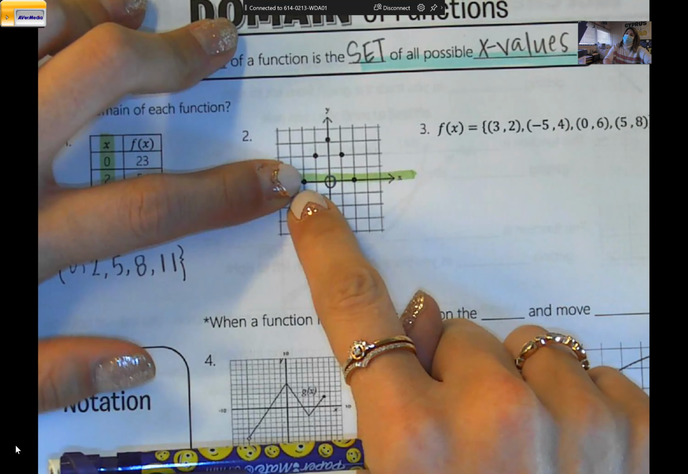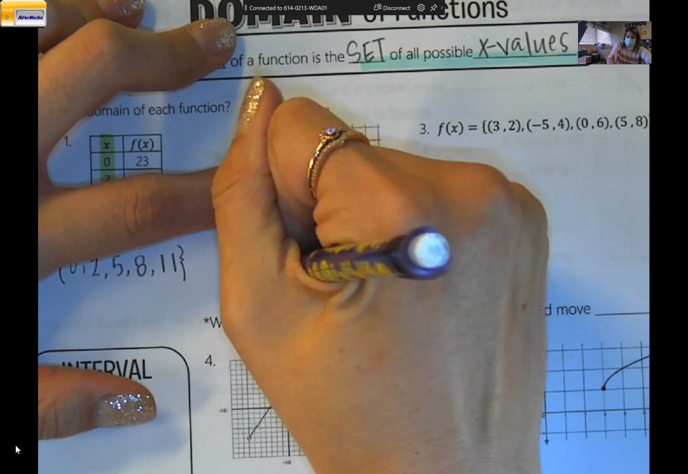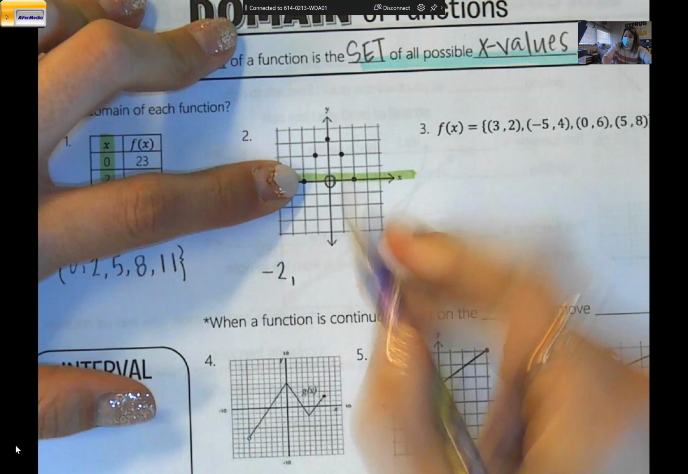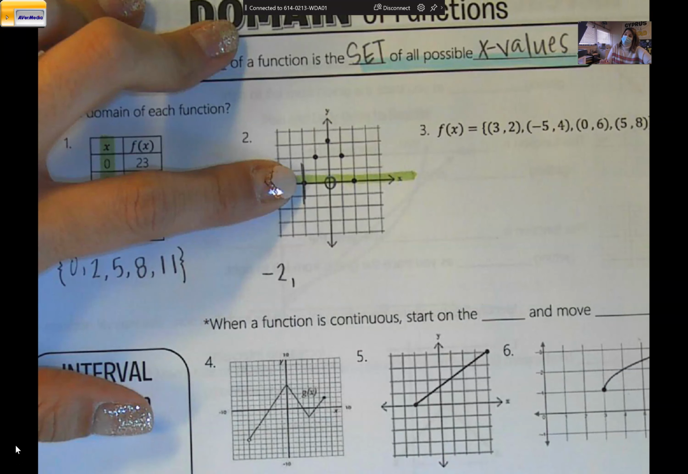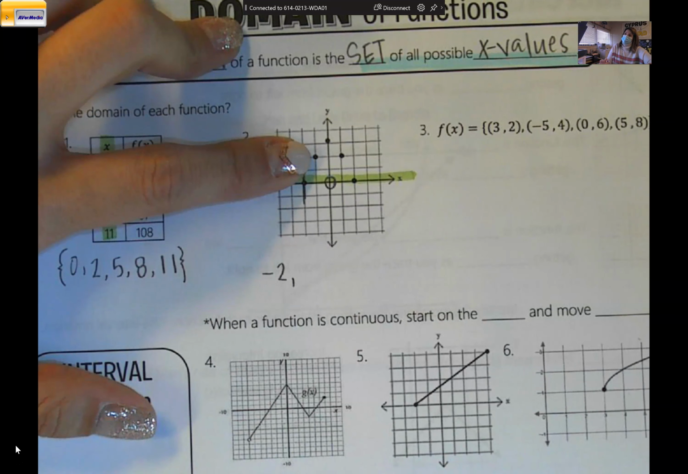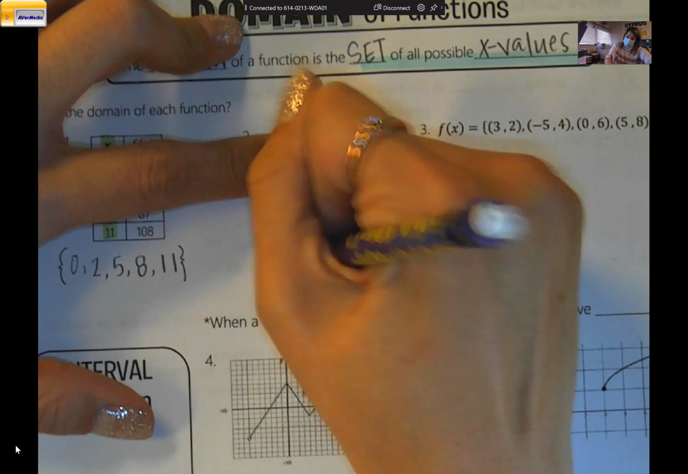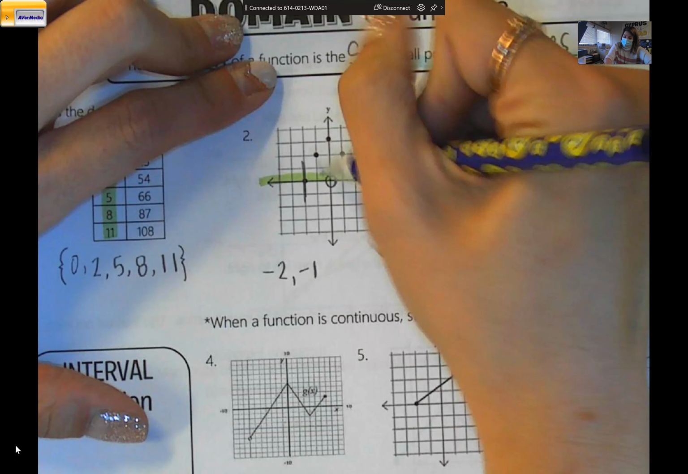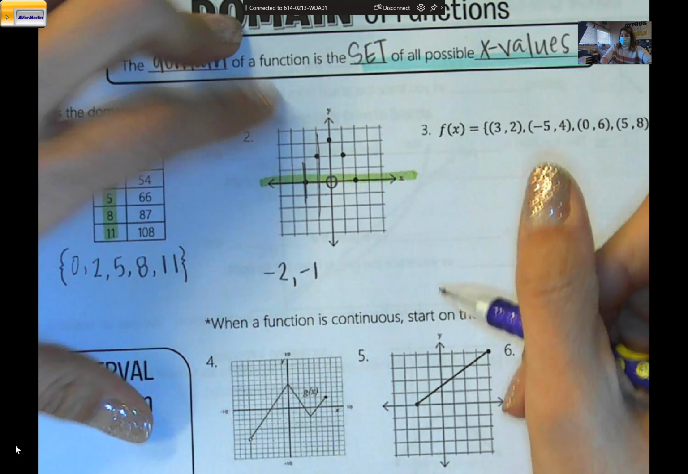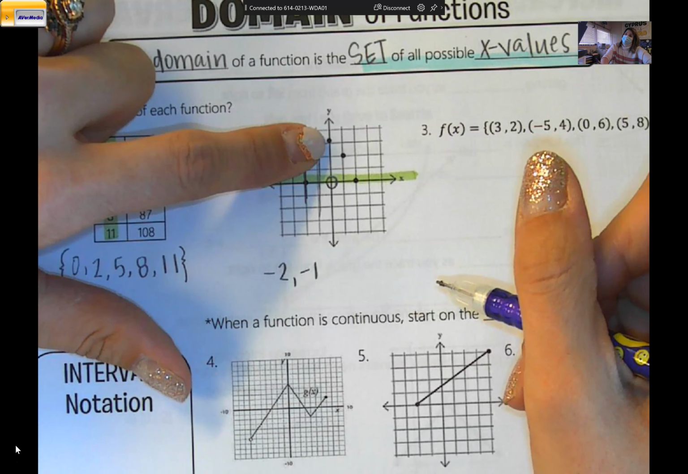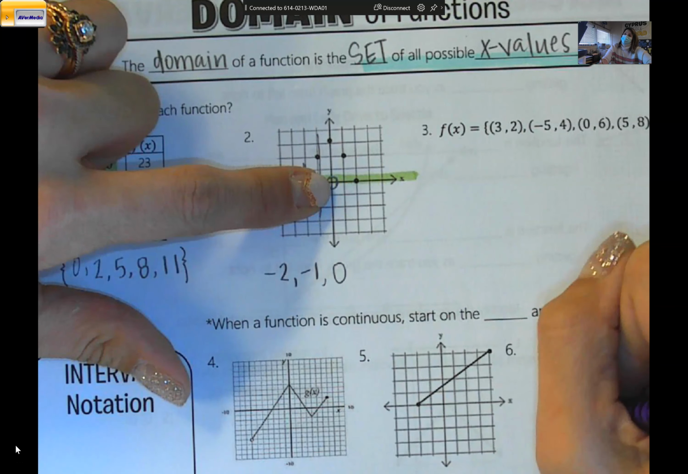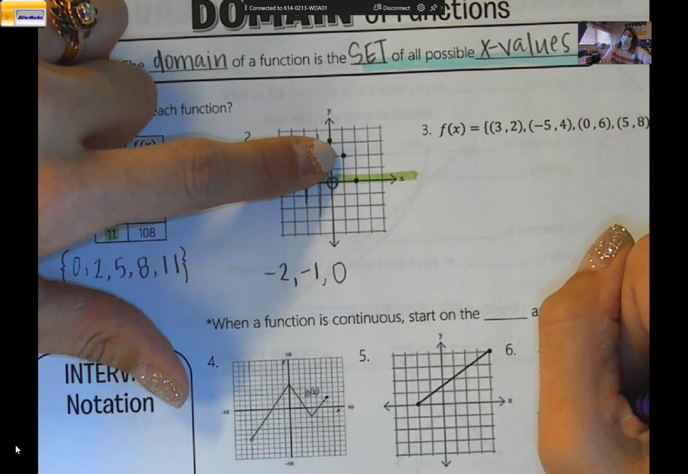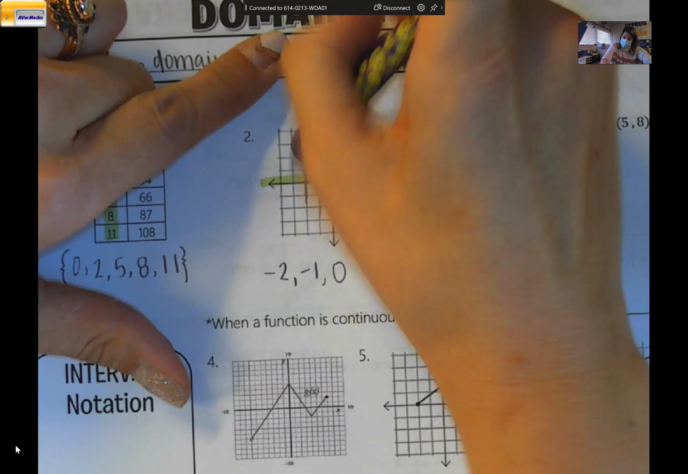So we have one point at -2 on the x-axis. On the green, it lines up with the green line. Okay, so where is this point on the green line? -1. It lines up with -1. Okay, this point lines up with 0 on the green line. Maybe I should use a color.